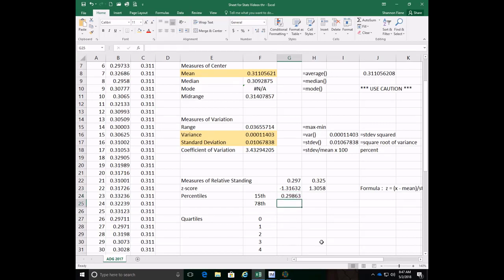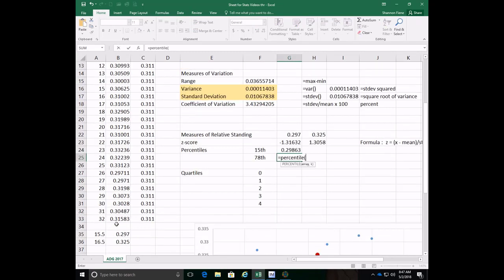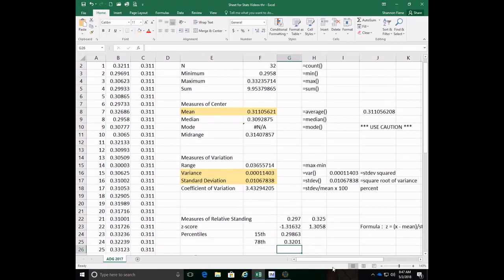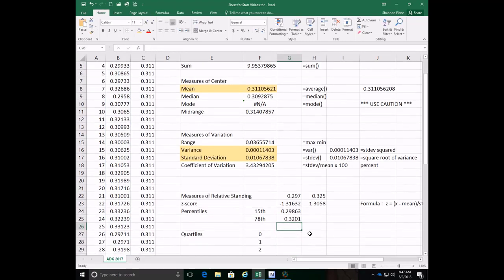If we wanted to know the 78th percentile, we would say equals percentile, open parentheses, highlight your data, comma, 0.78. Again, it's the 78th percentile, but notice that I'm putting in the decimal, 0.78. It's a percent, right? So it says 0.301. Well, the good news here is this particular farm did better than the 78th percentile. So this farm right here is doing a really good job. This farm right here did worse than the 15th percentile. So this farm's lacking a little bit.